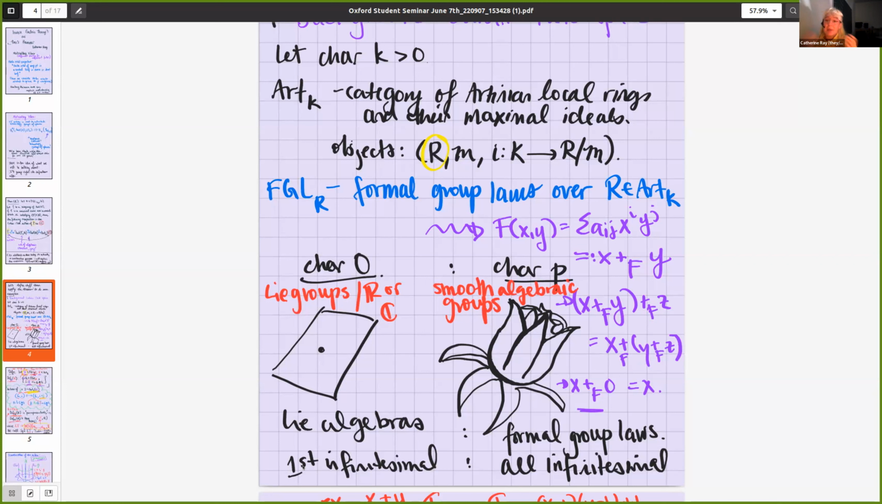So if you want to understand p-powers in characteristic p, you have to look at further derivations. Okay, so what is a formal group law? A formal group law is a power series which has some group properties.